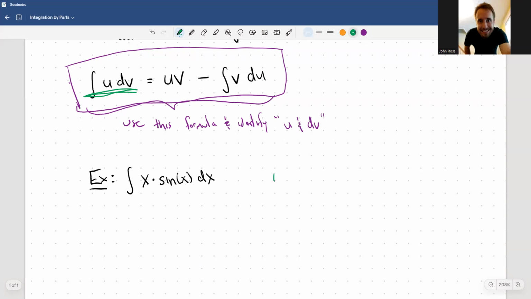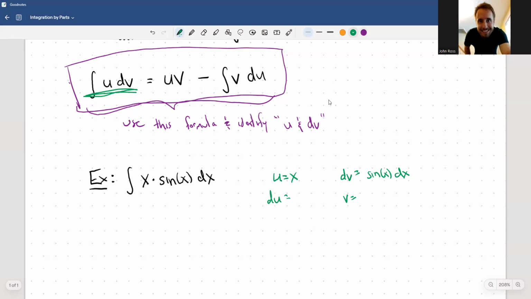Again, we'll talk about strategies for choosing a good u and a good dv. But for now, I'm going to suggest that just letting u equal x is a good choice. So u equals x is a good choice. And that leaves dv to be sine of x dx. All right, so that's going to be my choice of u and my choice of dv. Now, corresponding to these, we're going to need to identify a du and a v to use this formula up here.